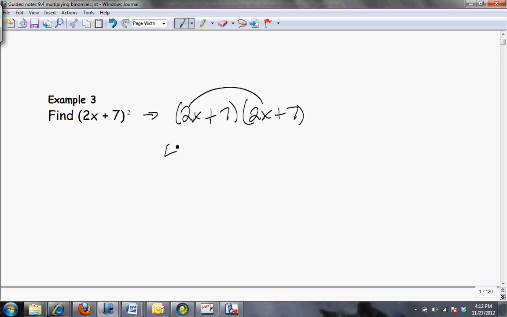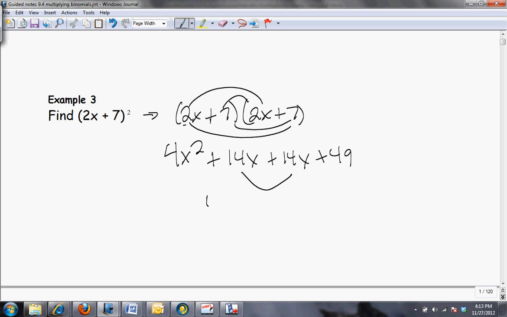So if I did my first, I have 4x squared, because I have to take the 2 times the 2, the x times the x. First, my outside is going to be 14x. My inside is also going to be 14x. And my last term is going to be 49. So if I combine my like terms, we should have 4x squared plus 28x plus 49.